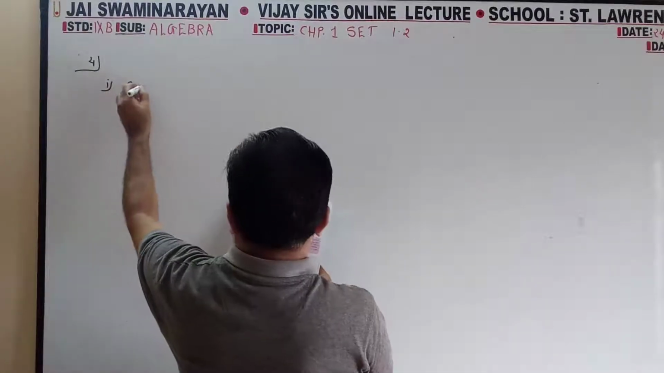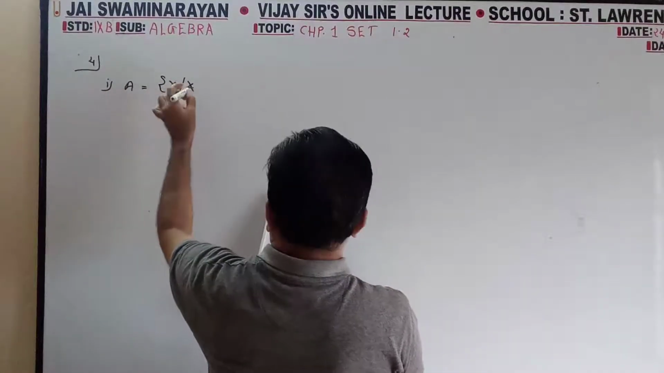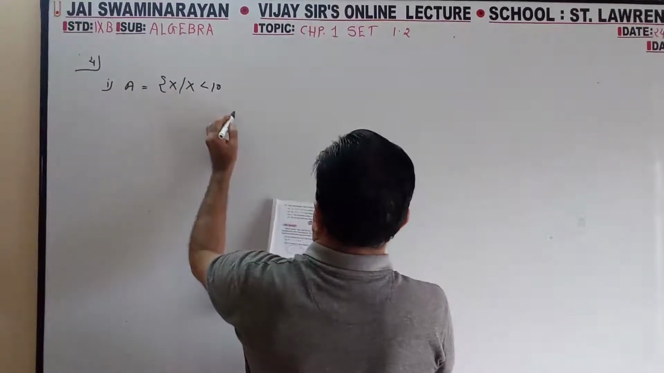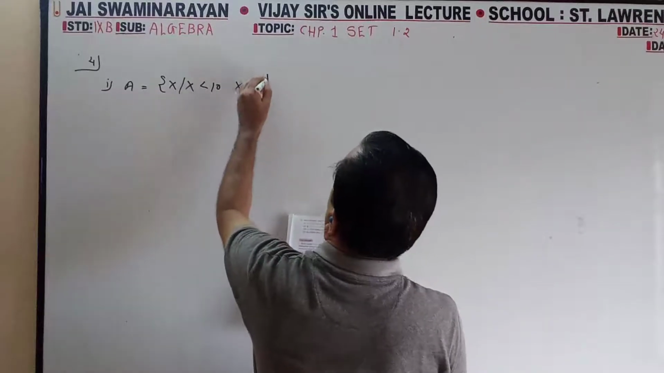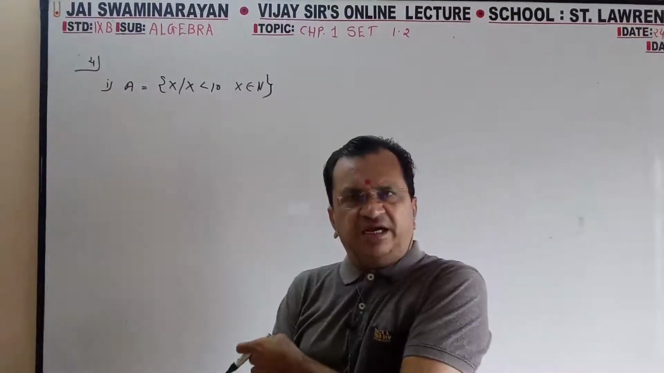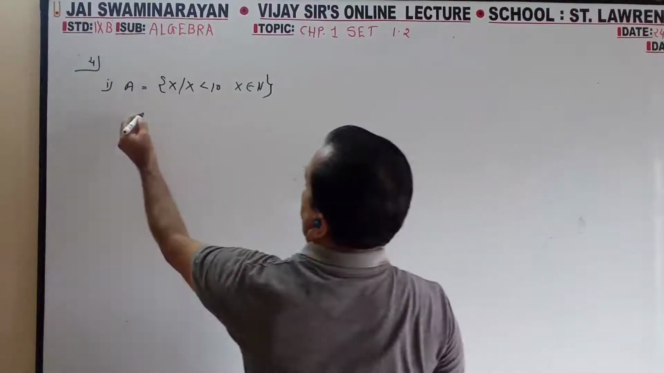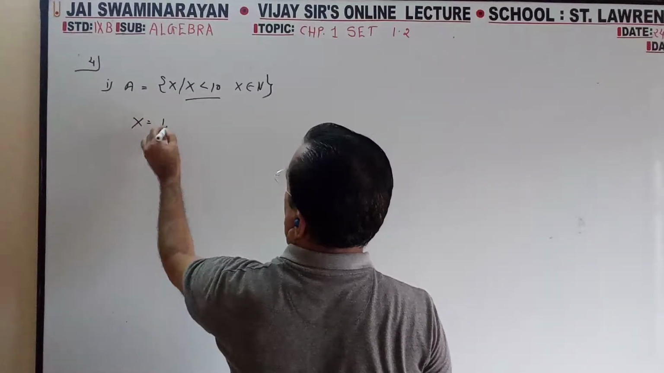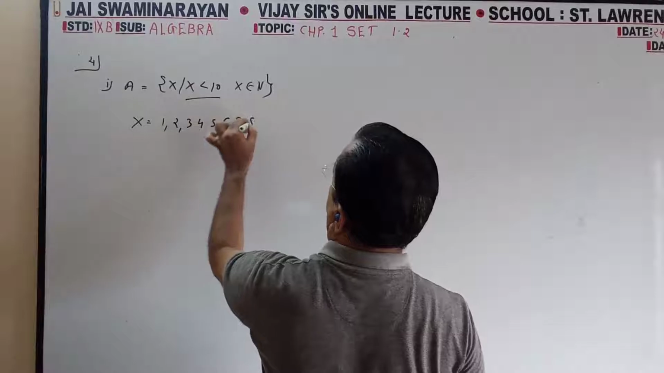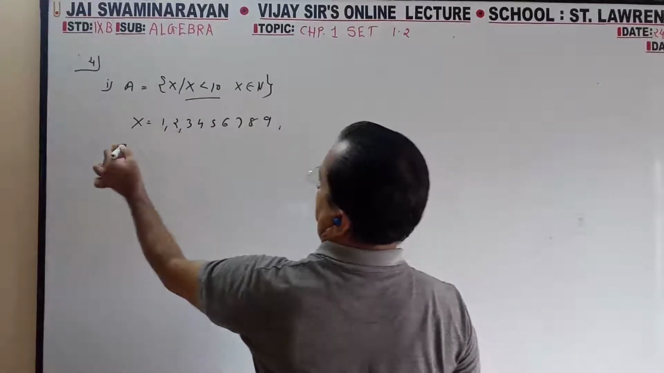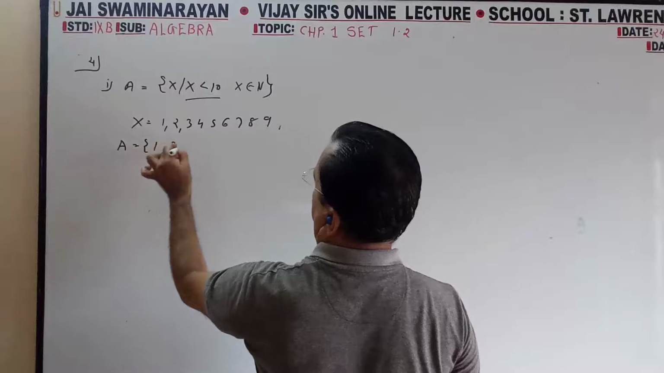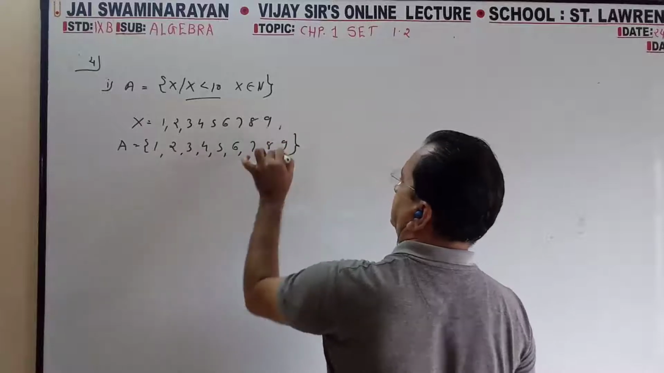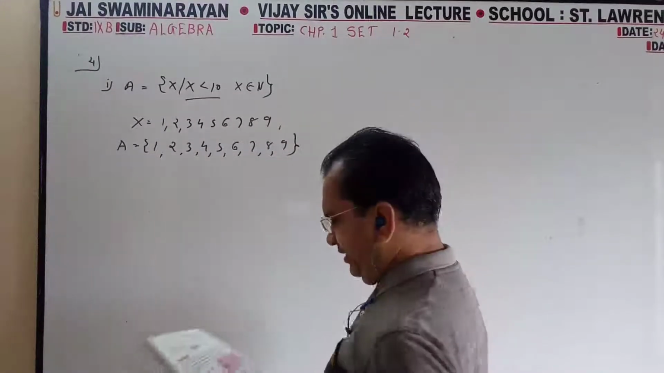Now first, A is equal to x such that x is less than 10 and x belongs to natural numbers. Less than 10 and natural number. So x is equal to 1, 2, 3, 4, 5, 6, 7, 8, 9, not 10. So A is equal to 1, 2, 3, 4, 5, 6, 7, 8, 9. So it is finite.